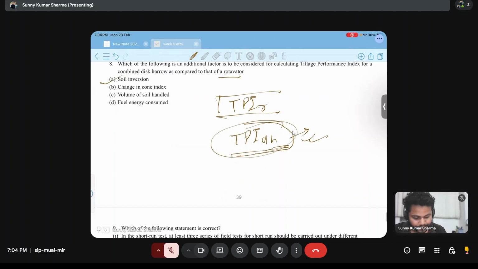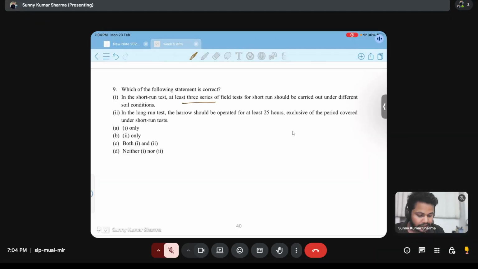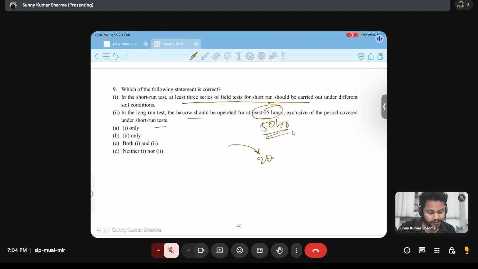Which of the following statements is correct? In the short run test, at least three series of field tests for short runs should be carried out under different soil conditions. And second, in the long run test, the harrow should be operated for at least 25 hours, excluding the period covered in the short run test. Option A is correct, sir. In the long run test, I think 200 hours. In the long run test, the harrow should be operated for at least 50 hours, and maximum we can go to 200 hours. So statement one is correct.